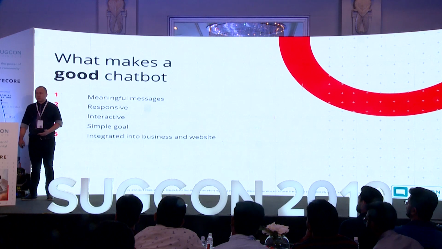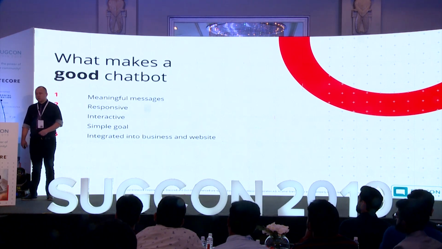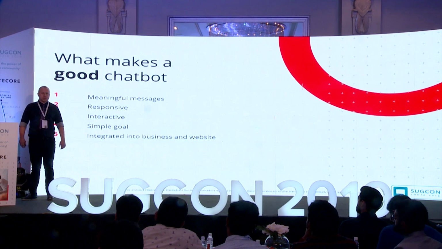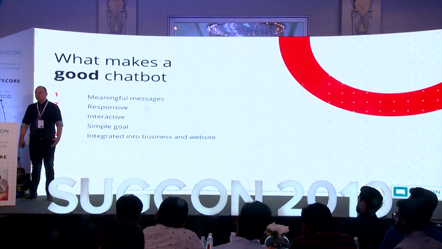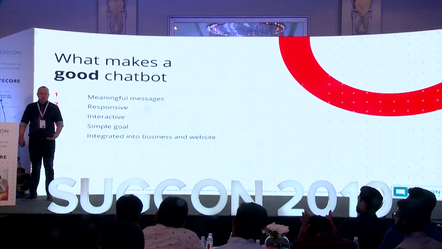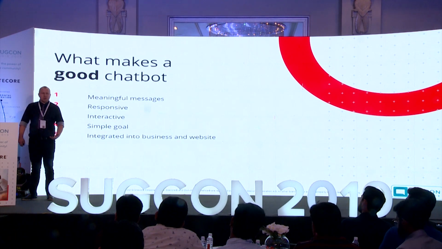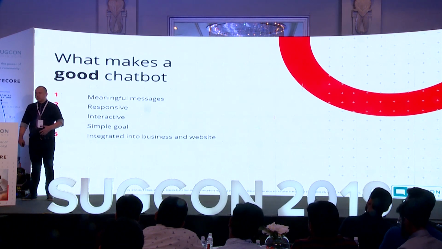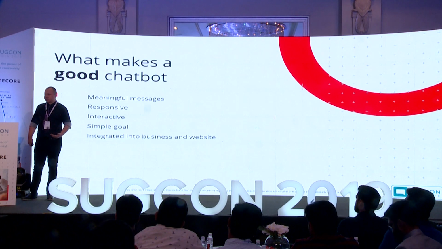And your chatbot also should have a simple goal. You don't want to confuse the user with complicated options. If you're building a chatbot, say for booking.com, you would like your chatbot to be able to book a room, see available rooms, and see previous room reservations.